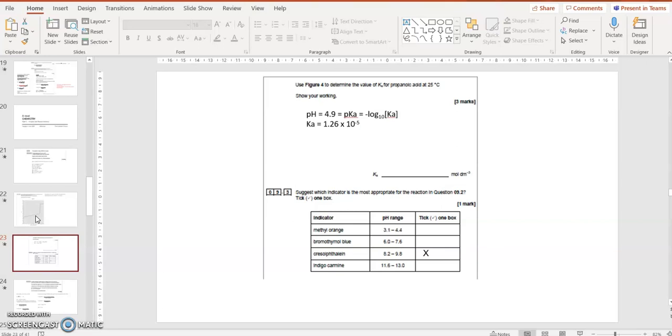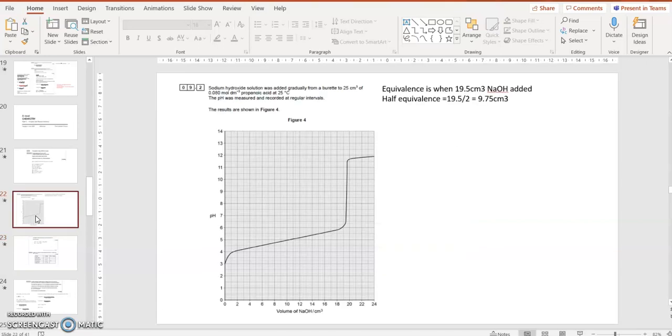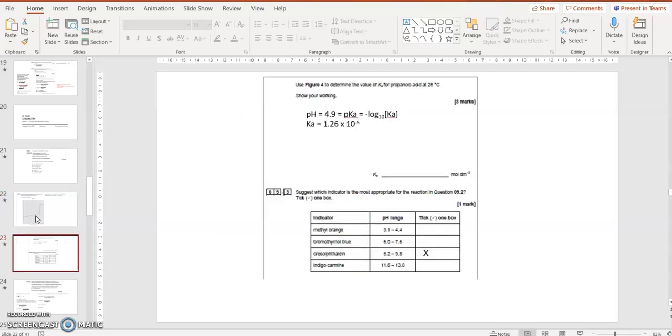Suggest which indicator is the most appropriate for the reaction. Well, I'm looking at where it's going up rapidly. It's going up rapidly between pH 7 and pH 11. So I'm looking for an indicator that works between pH 7 and pH 11. The range of the indicator has got to fit right between pH 7 and pH 11. So it's got to start higher than pH 7 and end up below pH 11. So the answer is cresol phenolphthalein.